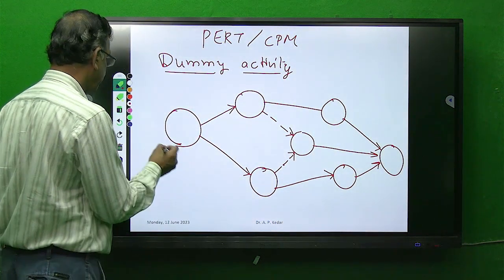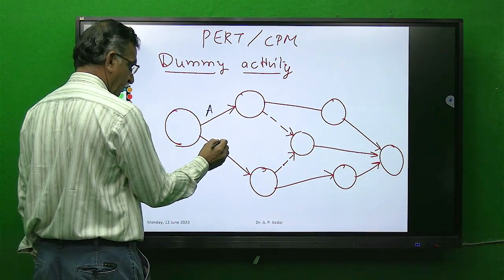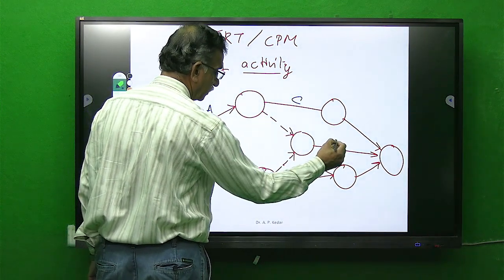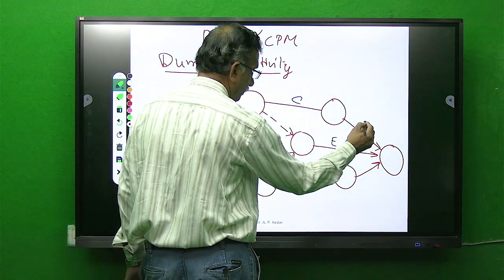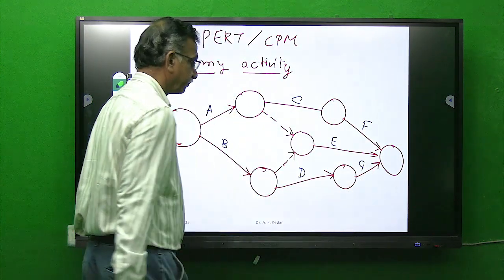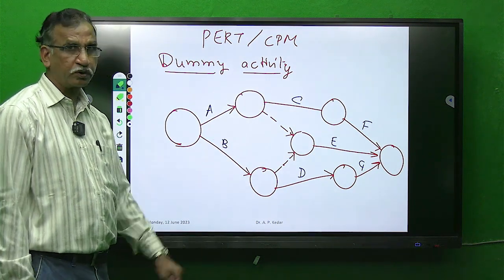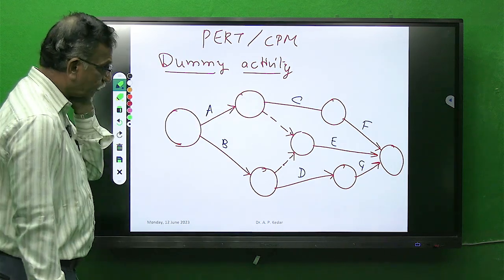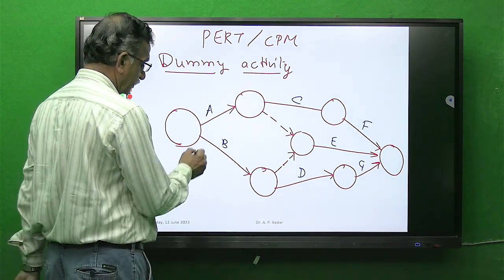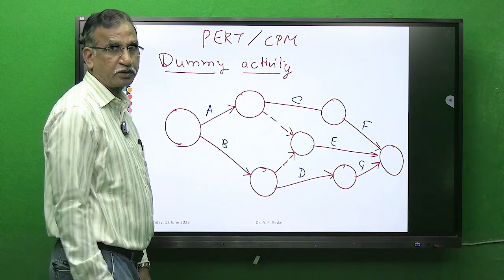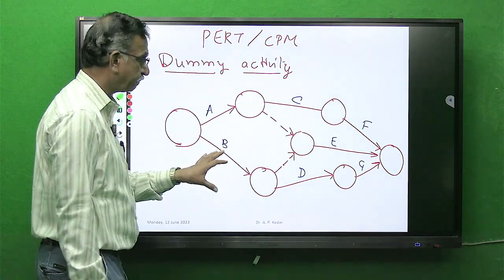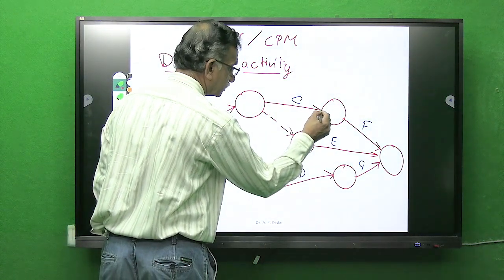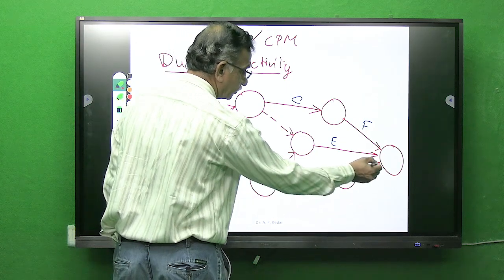Now, suppose I name the activities A, B, C, D, E, F, G. This is a very important network which involves the application of dummy. Here the interpretation is that A and B are concurrent activities, that is, they start simultaneously. Further, activity C depends only on A. Your network is incomplete if you don't draw the arrows.